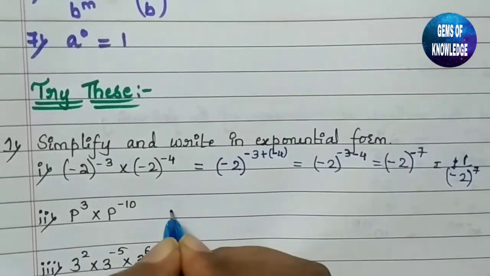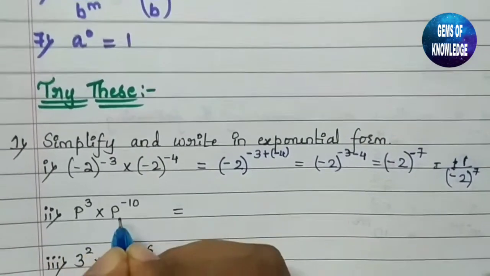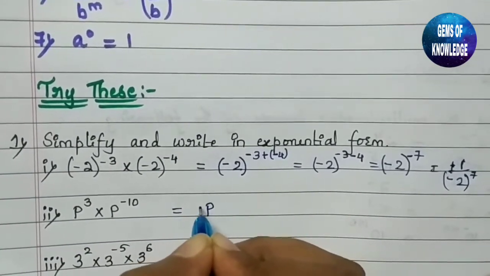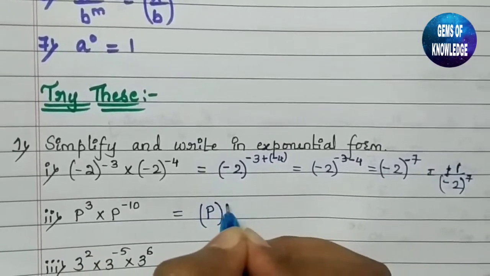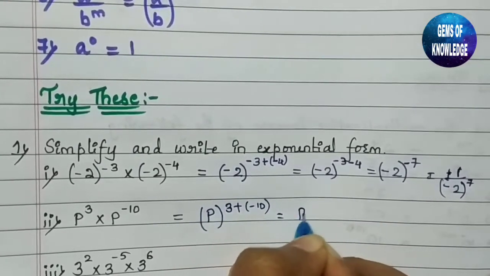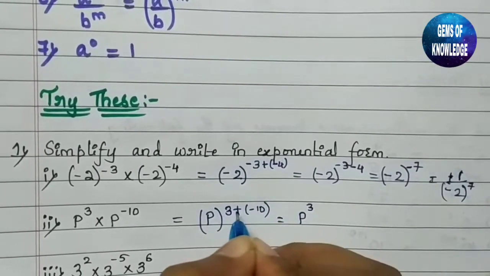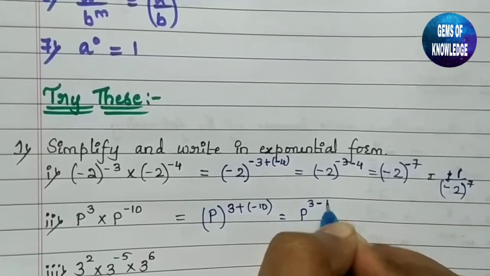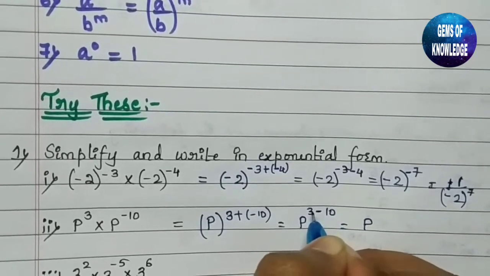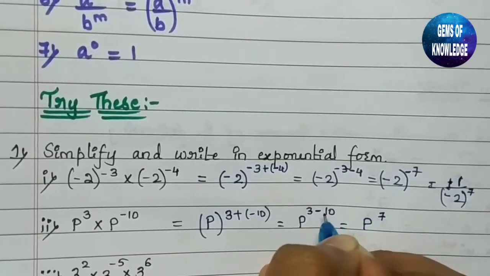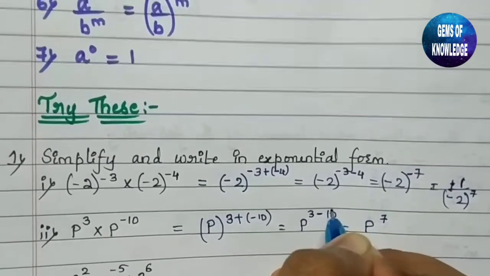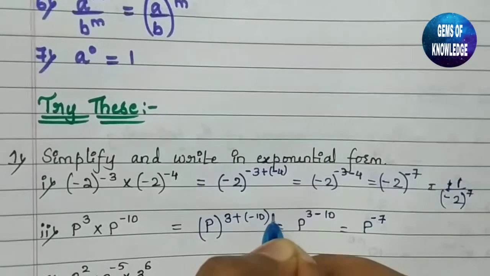You can see the next one. The next one is also similar. You can see both the bases are the same with different powers. So you write the base as it is and the powers will be added up. So 3 plus minus 10. So it will become p to the power of 3 plus into minus is minus, and 10 minus 3 is 7. You need to write the sign of the greatest number. 10 is the greatest number here, so the sign will be minus 7.